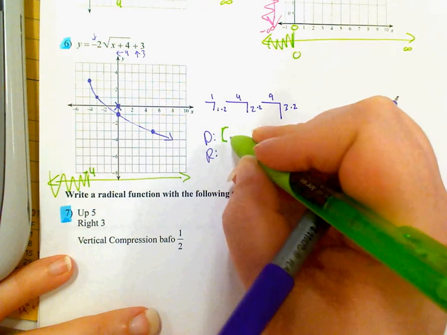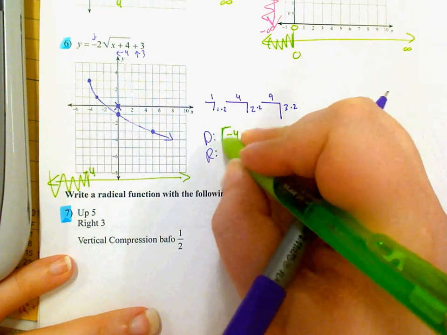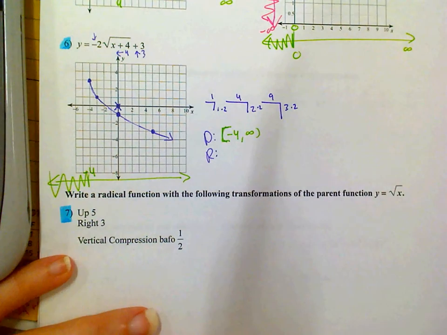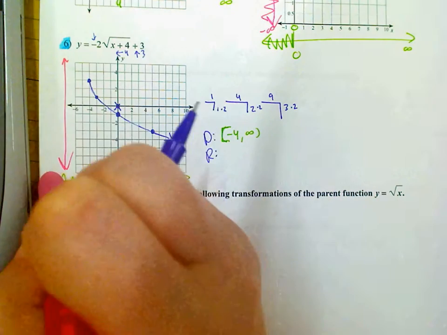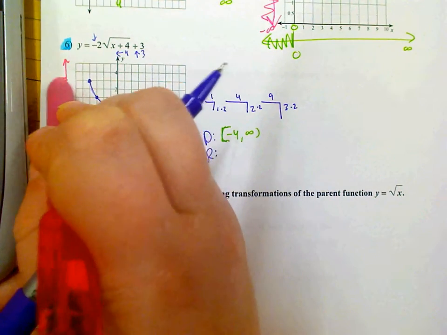And then range is up and down. So this is a little bit different because the lowest I go is negative infinity. The highest I go is actually just 3. So negative infinity up to 3.